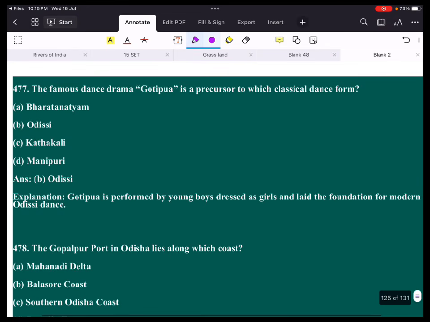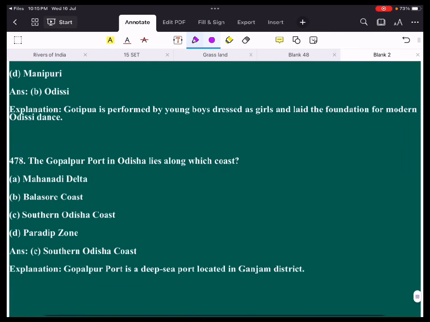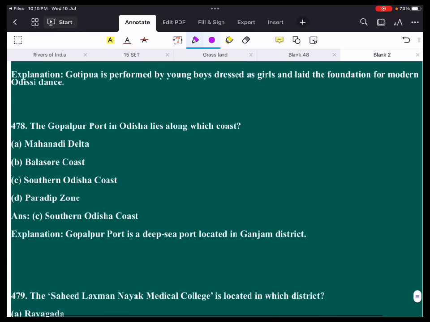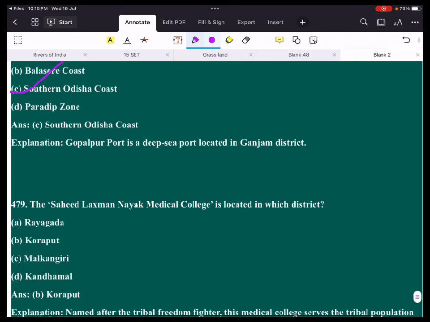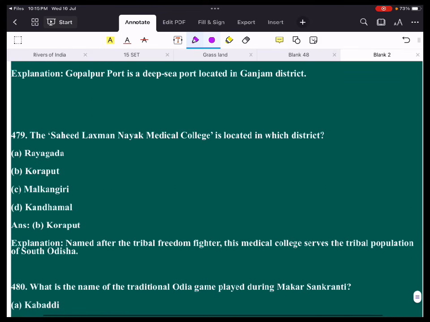The famous dance drama Gotipua is a precursor to which classical dance form? That is option B, Odissi. The Gopalpur port in Odisha lies along which coast? That is the southern Odisha coast. Option C. Shahid Laxman Naik Medical College is located in which district? That is option B, Koraput.